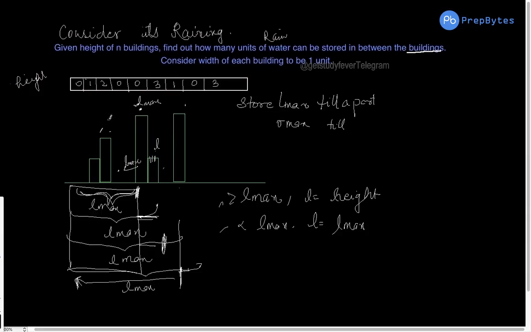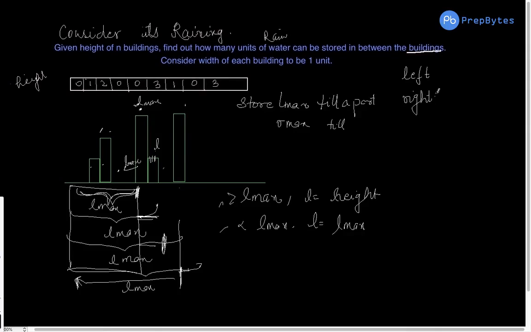Whatever L max I get here, I store that. Whatever I get here, I store that. Here I store that, here I store, and I use that in calculation of the next L max. And how can we store L max? We can store L max for each and every building using an array. Let's say I call this left array. Similarly, I can use right to store right max.